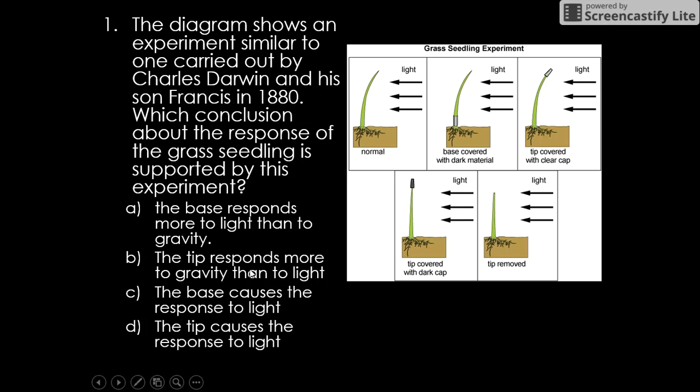B, the tip responds more to gravity than to light. Gravity pulls things down. So is the tip going down? Is it going towards gravity or is it going towards the light? It's going towards the light, so B is false. C, the base causes the response to light. We already learned that that is not true because we disproved A. The base is not responding to the light. And D, the tip causes the response to light. The tip is the only thing leaning towards the light. The second we cover it with a dark cap or cut it off, the plant doesn't respond anymore. There we go. It is D.